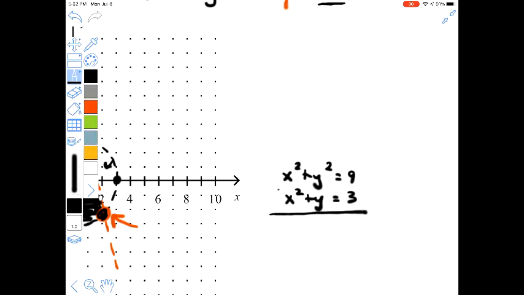If we are going to do elimination, you'd have to multiply the bottom one by negative 1. And you've got to be extremely careful at this point. Is it true that the x squareds are going to cancel? Yes. Are the y's going to cancel? No. They're not like terms. So y squared minus y is y squared minus y. You have to write it as y squared minus y. And that equals 6.